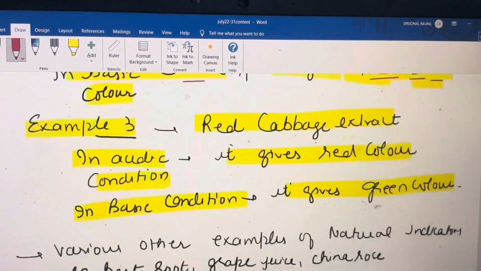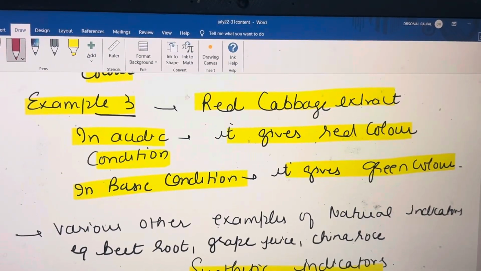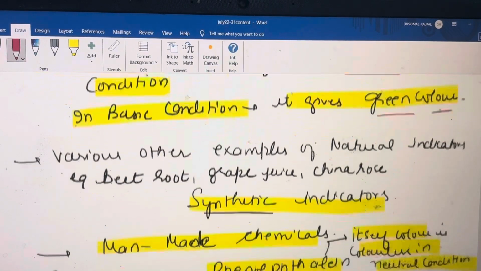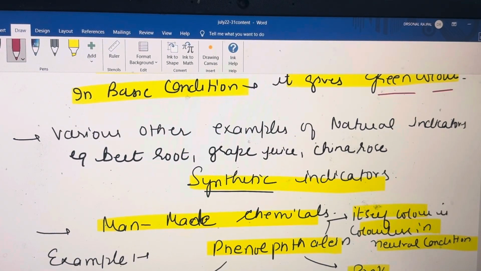The third example is red cabbage extract. Students, you know this red cabbage extract gives red color in acidic conditions, but in basic conditions it gives green color. So it is also an example of natural indicators, and there are various other examples of natural indicators existing in nature, like beetroot, grape juice and China rose.